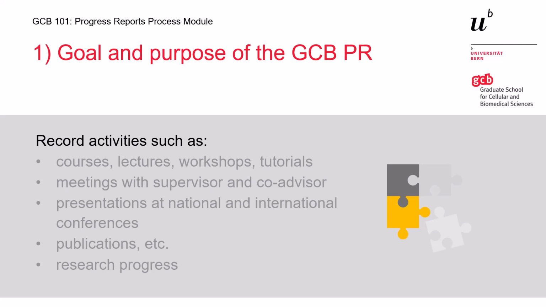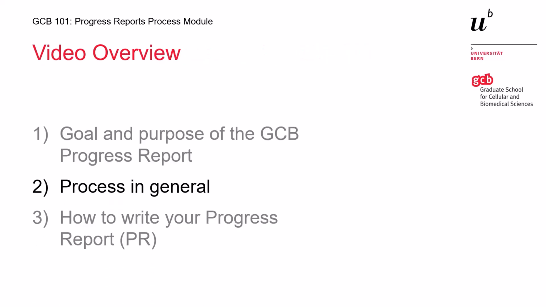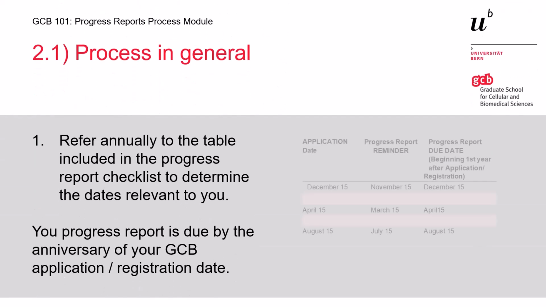Step 2. Process in general. This is a macro-level guide to the process. Step 3 will take a deeper dive into how to write a progress report. Number 1. Refer annually to the table on your right side for the dates relevant to you. Make sure that you use the latest version of the progress report form by checking the date in the form footer. The latest version is available for download from the GCB website on the progress report page or the GCB 101 ILIA site in the progress report module.